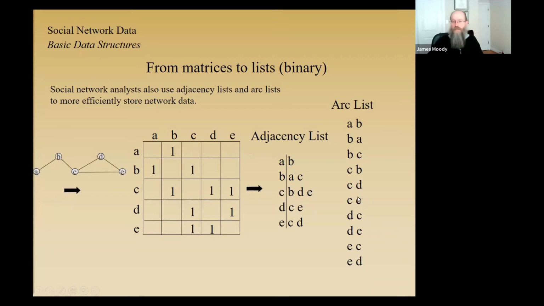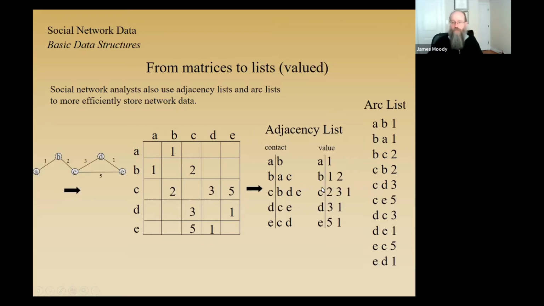In these cases, it's important to make sure that you have some mechanism in these data structures to include your isolates. So in an arc list, if you don't have a matching data set that includes all your node data, which you normally would, but just in case, make sure you include a tie to yourself. So you'd have a tie from A to A if A were isolated, otherwise the node would be lost.